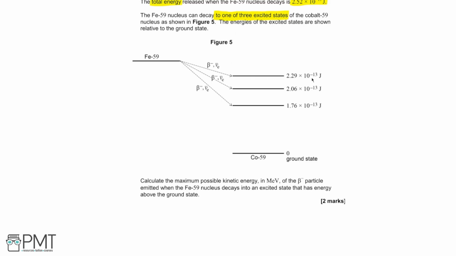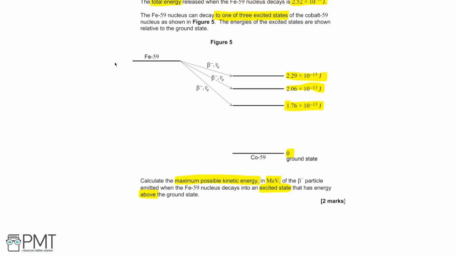So we can see in figure 5 that the 3 excited states have energies: 2.29 times 10 to the minus 13 joules is the highest excited state, 2.06 times 10 to the minus 13 is the middle excited state, and 1.76 times 10 to the minus 13 joules is the lowest excited state. And then the ground state has an energy of 0 relative to the ground state, because it is the ground state. So the question wants us to calculate the maximum possible kinetic energy in megaelectron volts of the beta minus particle emitted when the iron-59 nucleus decays into an excited state that has energy above the ground state.